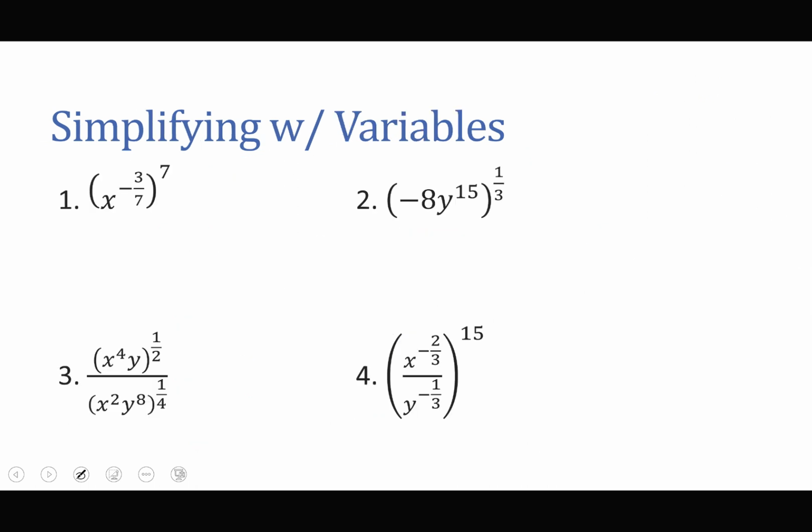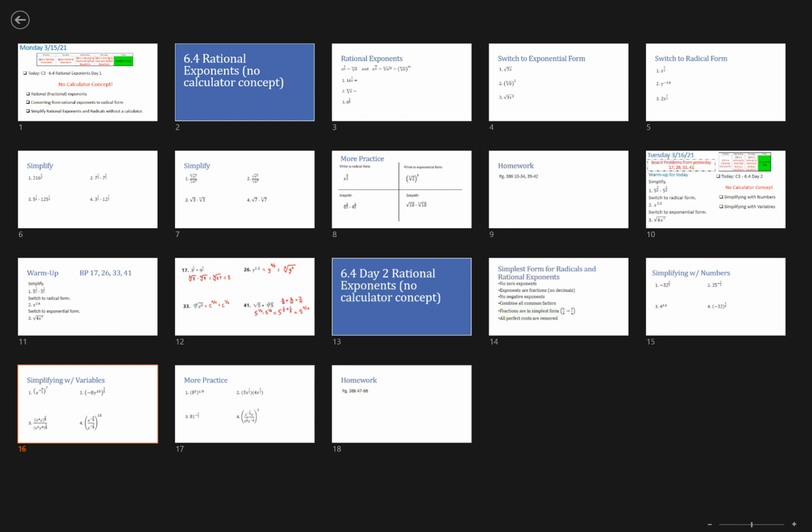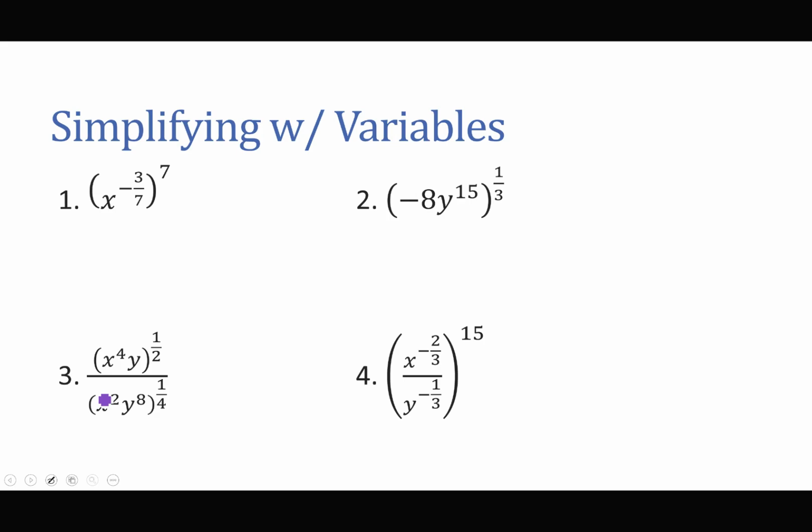There we go. Now let's look at some simplification with variables. We had x raised to the negative 3/7, and then going to raise that to the 7th power. Oh, sorry about that. Let's get back to where we're at. All right, there we go. So I think of the 7 as a rational exponent. I'll just write it as 7 over 1.